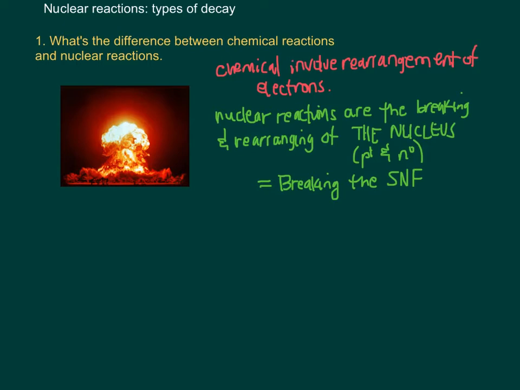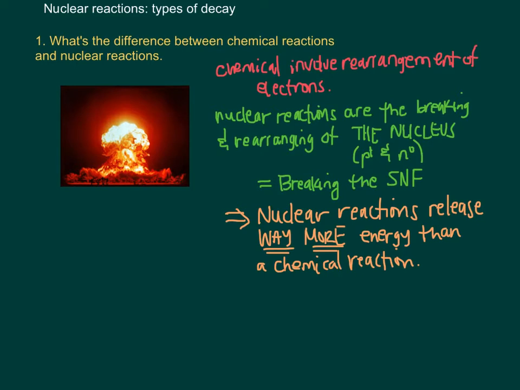So the short and skinny of it is that nuclear reactions will actually release way more energy than a chemical reaction ever will. I mean, it's tremendous amounts of energy. So this explosion that I have a picture of, this is a nuclear explosion. Splitting an atom releases massive amounts of energy because you're separating the protons from the neutrons. You're breaking that strong nuclear force.